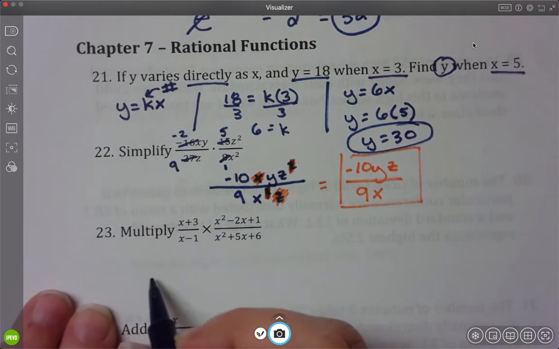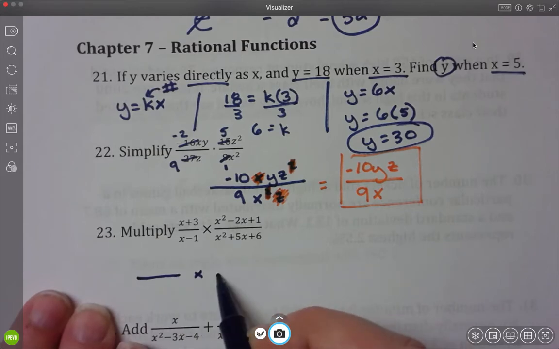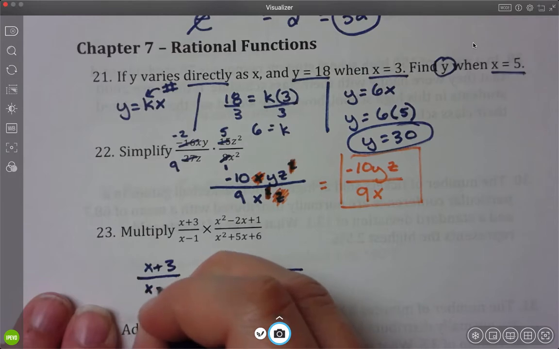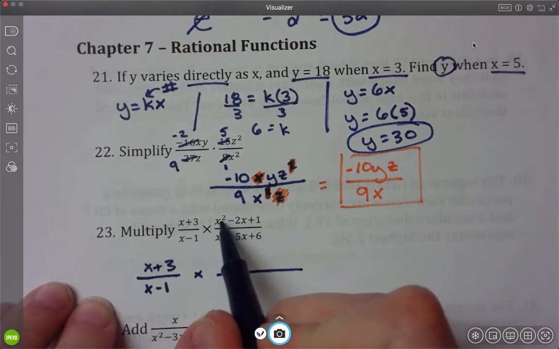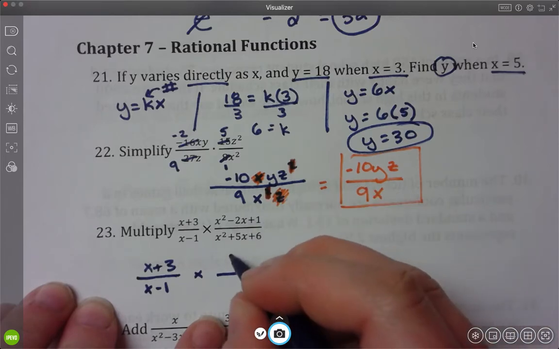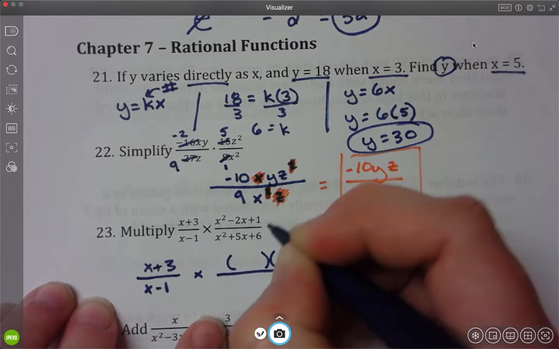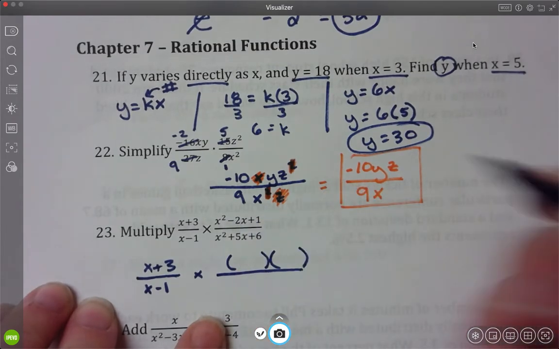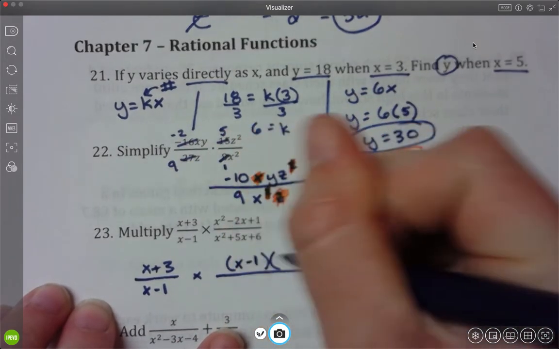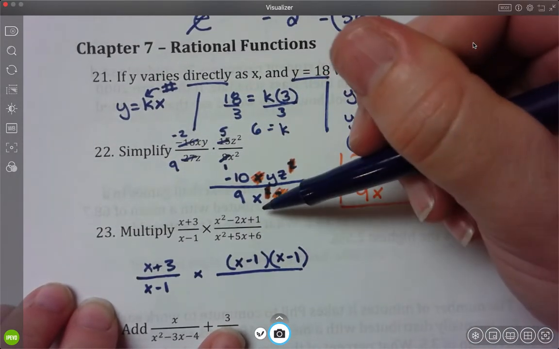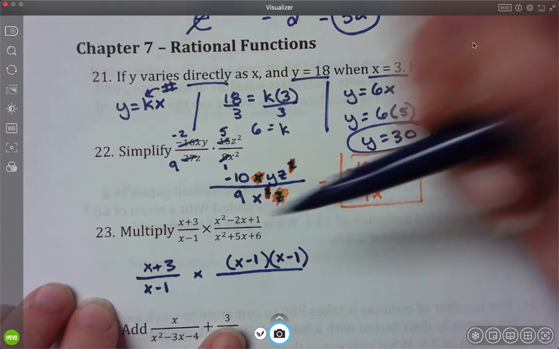So if I look at these pieces here, x plus 3 will not break down anymore. x minus 1 will not break down anymore. But let's look at this top piece right here, x squared minus 2x plus 1. I ask, what can I multiply together to give me a positive 1, but when I add them, give me a negative 2? That's going to be x minus 1 and x minus 1. Negative 1 times negative 1 will give me positive 1, but negative 1 minus 1 will give me negative 2.